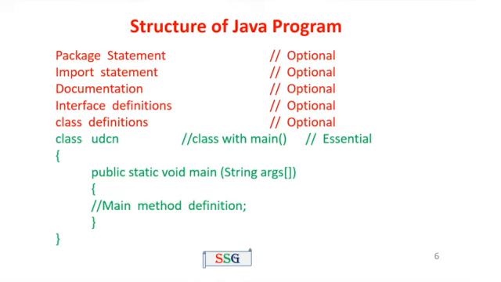Here totally we are having 6 sections: package statement, import statement, documentation, interface definition, class definition, and the class with the main function. All the first 5 are optional. If you want, you can include them. Otherwise, you can remove them. The essential section is the class with the main function. This is the mandatory section in Java: class, user defined class name, open curly brace, public static void main, String arguments, open curly brace, main method definition, close curly brace, and close curly brace. This is the mandatory section for every Java program.